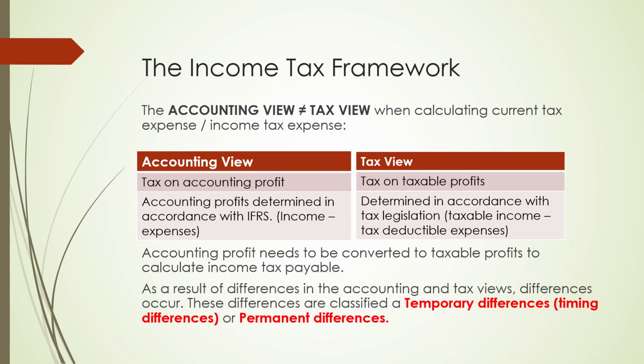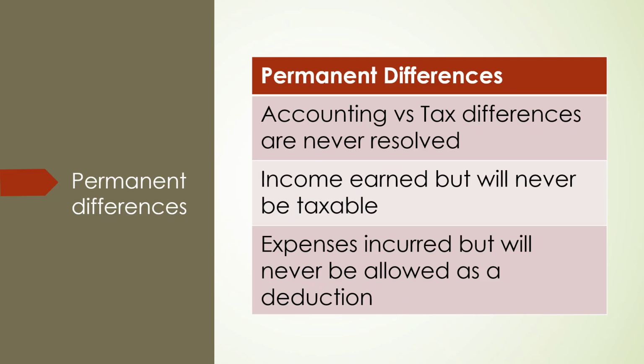As a result of the differences between the accountant's view and the tax authority's view, differences in the calculation of tax occur. These differences can be classified as a temporary difference or a timing difference, or a permanent difference. In this particular lesson, we are only concentrating on permanent differences.